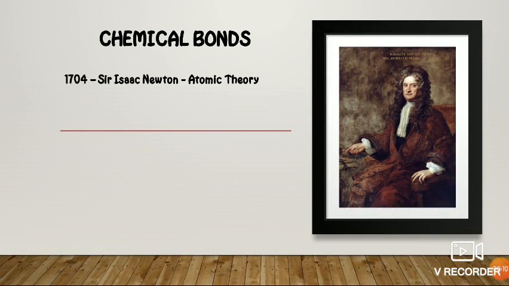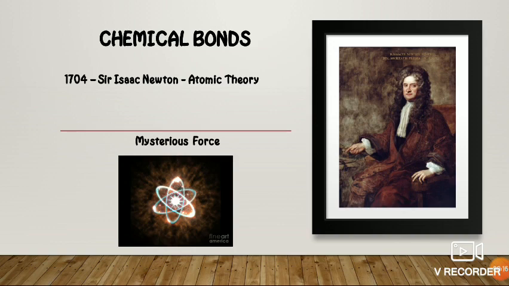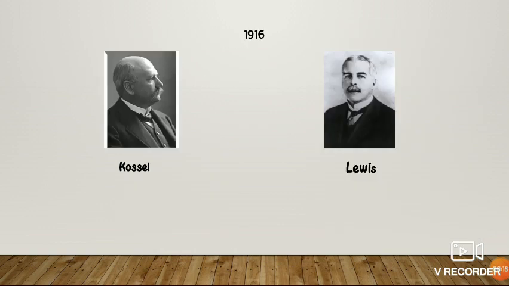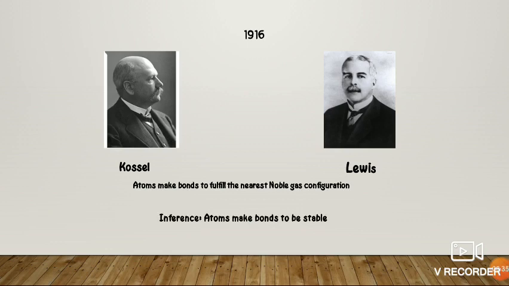In 1704, Sir Isaac Newton gave an atomic theory. He said that the bond between two atoms is a mysterious force. But in 1916, Lewis and Kossel said that atoms make bonds to attain the nearest noble gas configuration, because noble gases are stable in nature due to the presence of complete electrons in their outer shell. So they concluded that atoms make bonds to be stable.